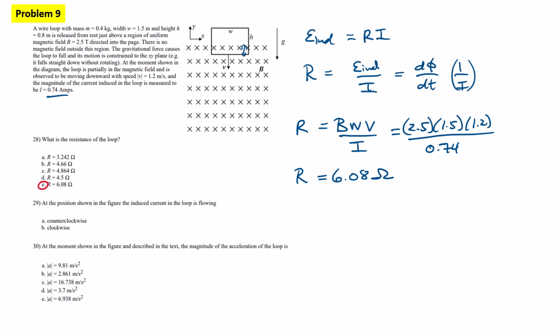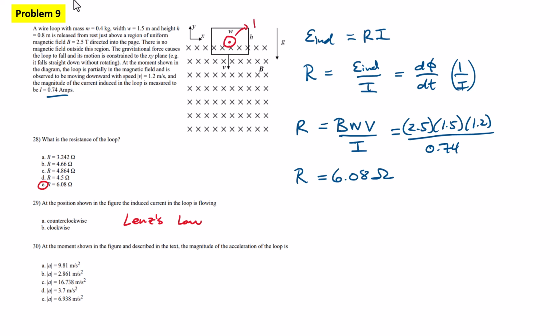All right, at the position shown in the figure, is the induced current in the loop counterclockwise or clockwise? Well, let's see what is going on. As the loop is falling, there is more flux going through the loop, right? We want to generate a current that opposes that change in flux. So this is Lenz's law at work here. The induced magnetic field should be coming out of the page.